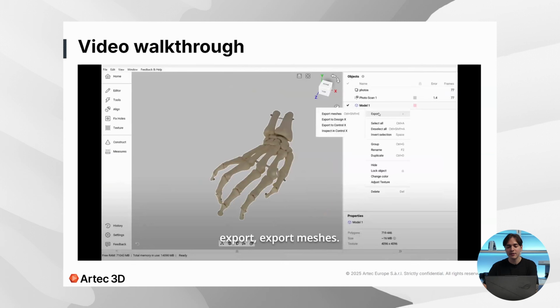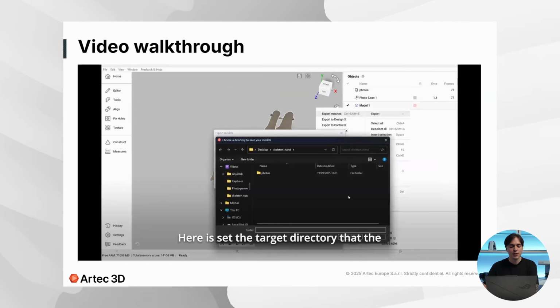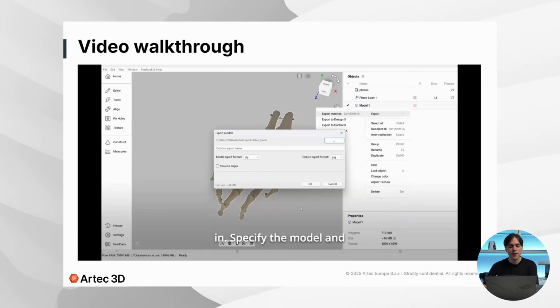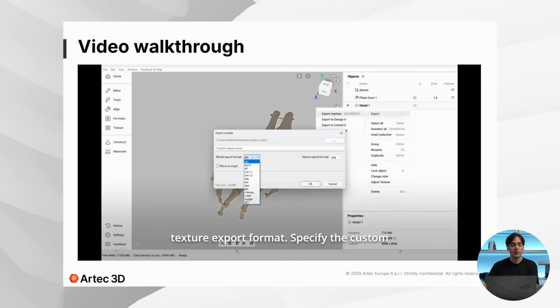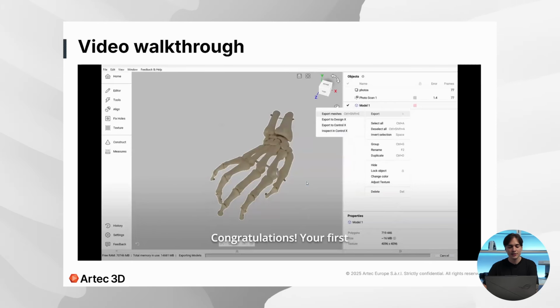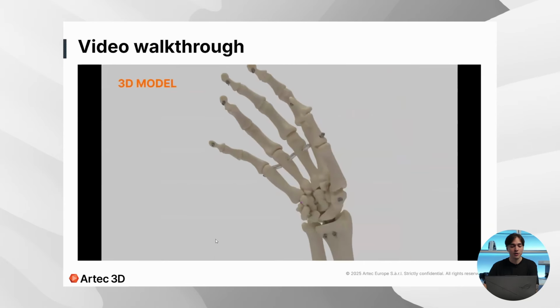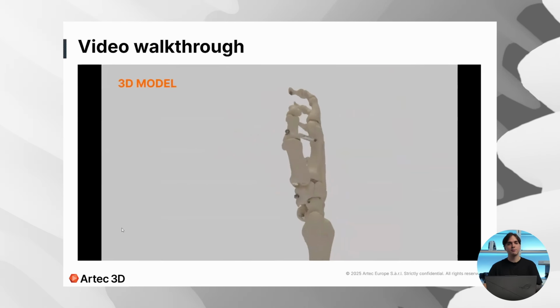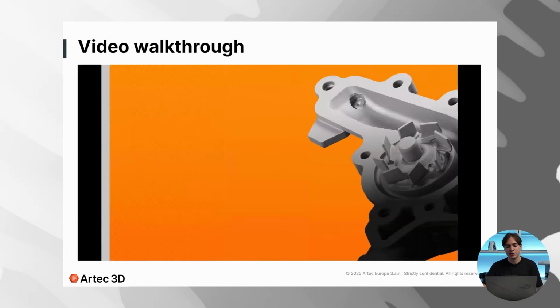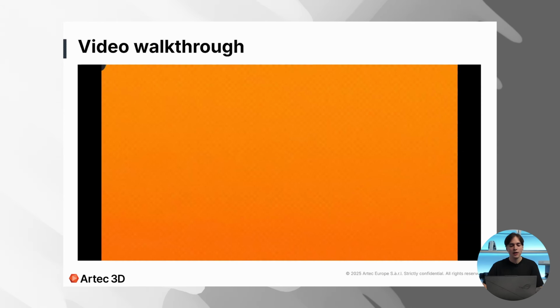So you can now right-click your model, go to export, export meshes. Here you can specify a custom directory where it's going to be saved. And then select the model and texture export formats. I'm going with OBJ and PNG. And so yeah, I'm exporting this model. So yeah, this is pretty much the whole workflow of creating the model.